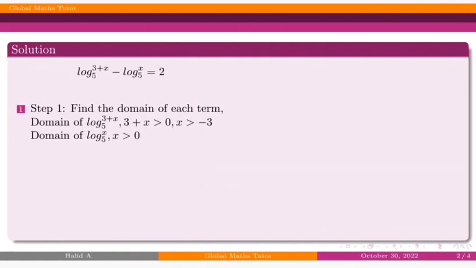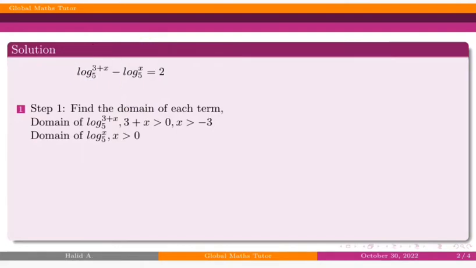For the term logarithm of 3 plus x to the base 5, we know that its domain must be 3 plus x greater than 0. It means x must be greater than minus 3. And for the second term, logarithm of x to the base 5, its domain is x must be greater than 0.